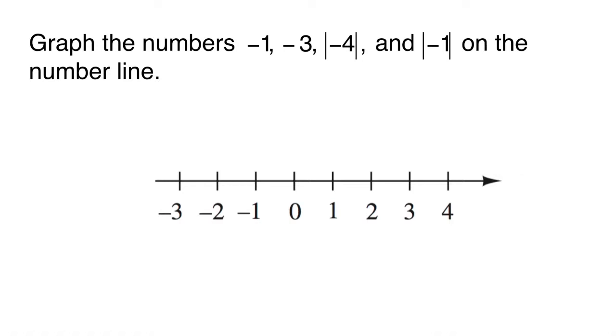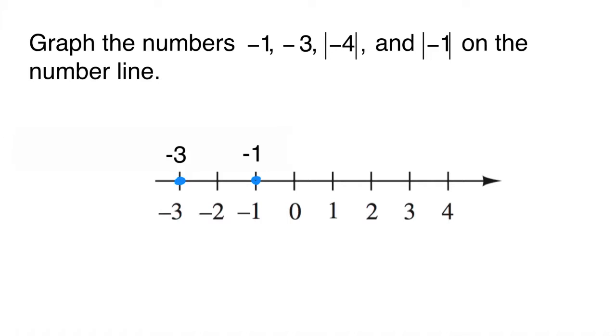We have a number line from -3 to 4. We find -1 and we plot a point at that location. We then have -3. Similarly, we'll find -3 on this number line and plot a point at that location.